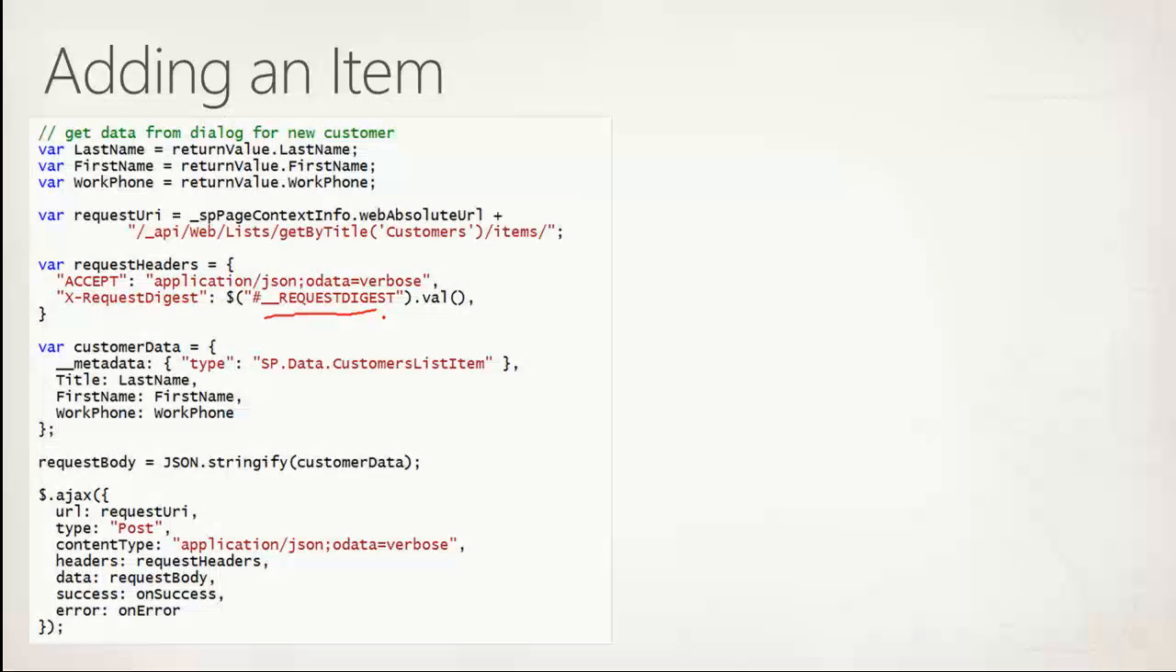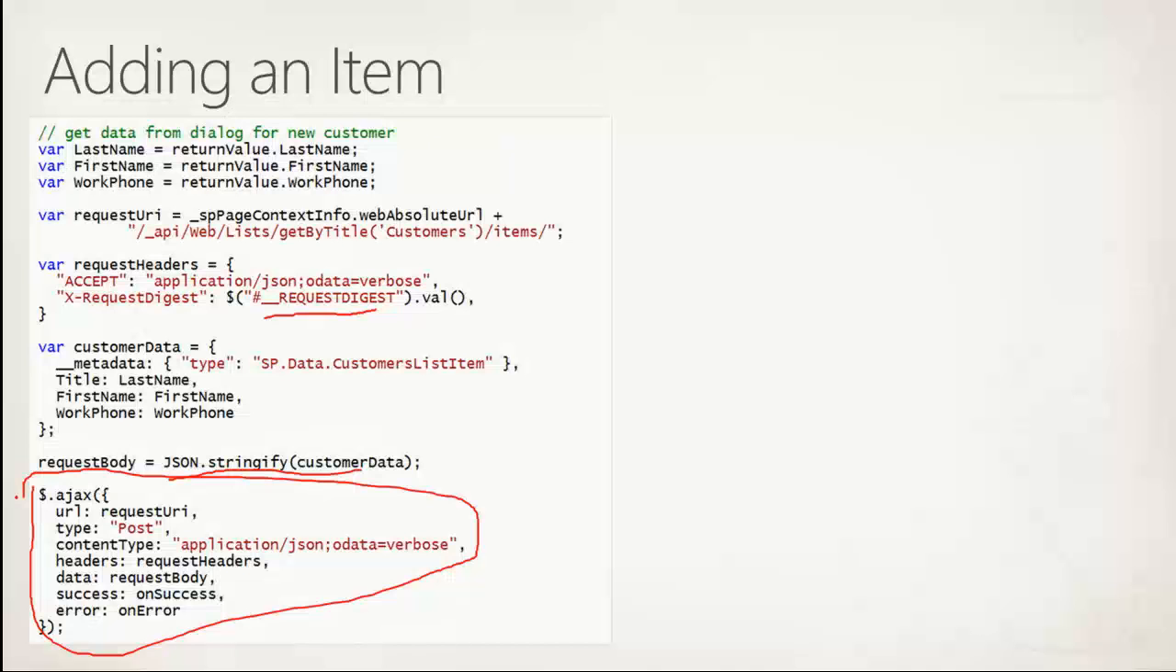So you might have to query the list to get back the metadata type of the list before you can add items to it. Okay, well now I create the customer data inside here. I go ahead and stringify it, and then I basically just post it back, using the exact same techniques that we talked about in the first demo.